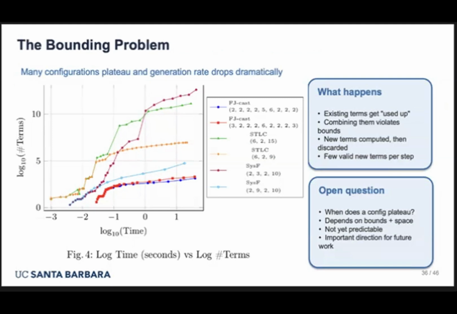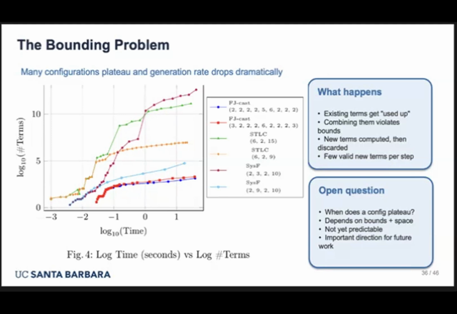So up here, we see these magenta and green lines, which are a configuration for STLC and System F respectively. And we see those growing mostly linearly, which is what we would want to happen. But then we also see all of our Featherweight Java at the bottom, which is the red and the blue lines here. And then we also see some other bounding configurations for the other languages that kind of plateau. So we found that the generation rate, first, it spikes, but then with certain configurations, it hits that plateau that you can see here.